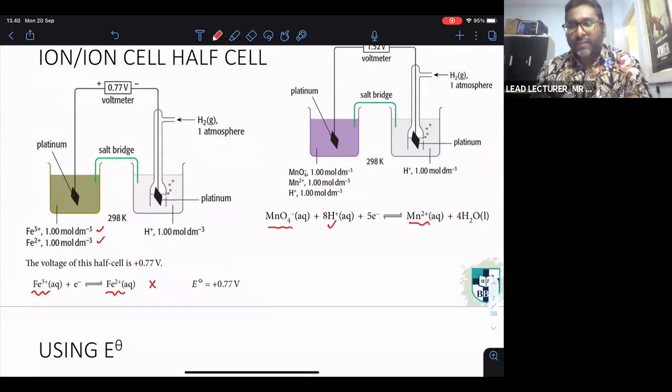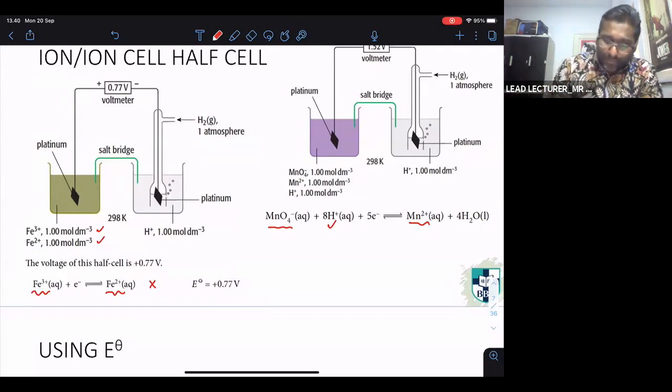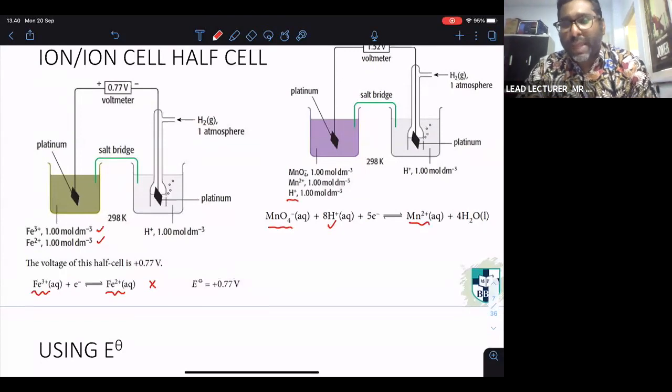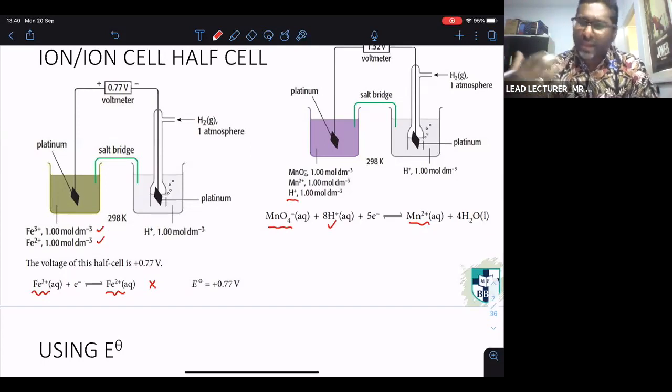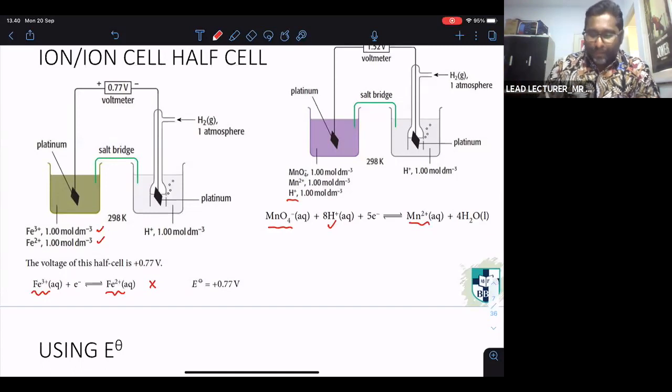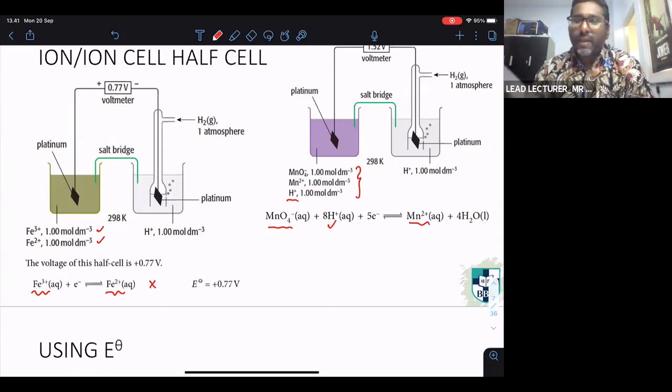If there is presence of H plus, do not forget, I repeat again, do not forget about this H plus. You must put 1 mole per dm cube of H plus. It can be in the form of HCl, H2SO4, or HNO3, up to you. But make sure that they are aqueous solutions with the concentration of 1 mole per dm cube mixed together.